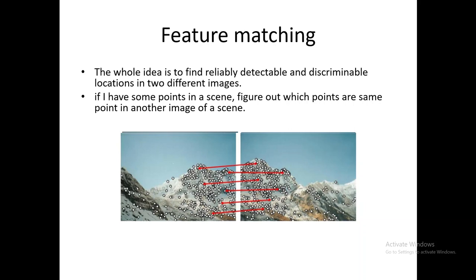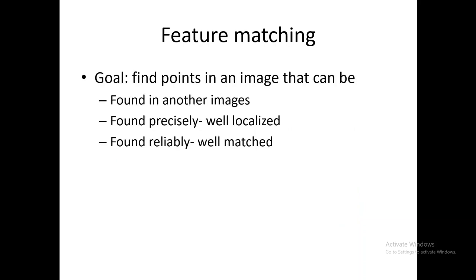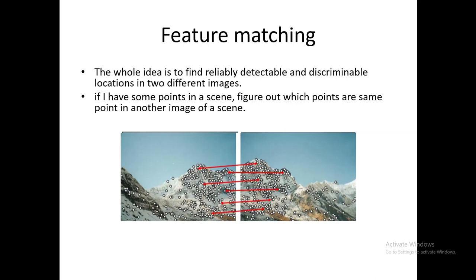So our goal of feature matching is to find points in an image that can be found in another image, and it's not just found in another image but also found precisely, which means I should be able to precisely determine where that point is. Here we can see, if I find this feature in this image, then I should be able to precisely find that it is located at this point.